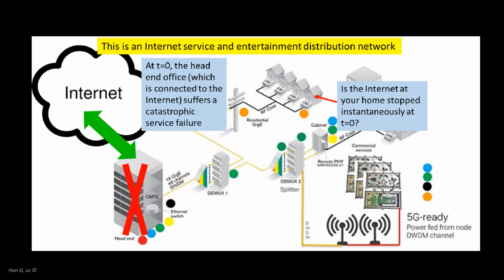The local neighborhood central office of an internet service provider suffers a catastrophic failure. Will your house internet service stop instantaneously? The same answer. Whatever information bits are already on the way to your house will continue to do so. The speeds of AC signals in coaxial cables or optical fiber are very well known, and the latency of service disruption can be calculated accurately.